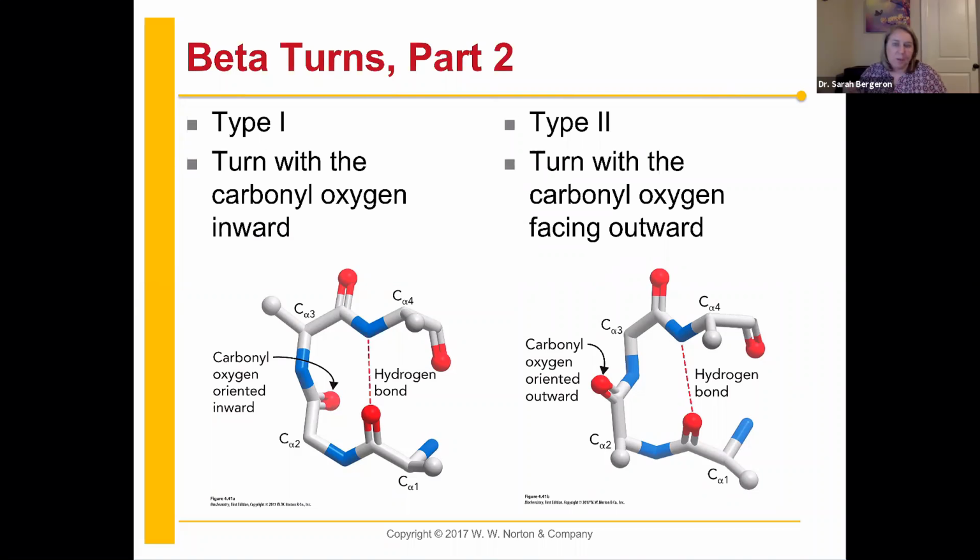In a type 1, we have our carbonyl oxygen that's actually oriented inwards. So it sticks in towards the inside of the two sheets. So if you had two sheets here and here, then your carbonyl oxygen would be oriented inwards, right? If you're type 2, that carbonyl oxygen sticks outwards, right?